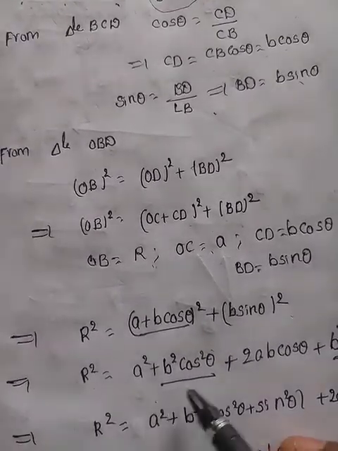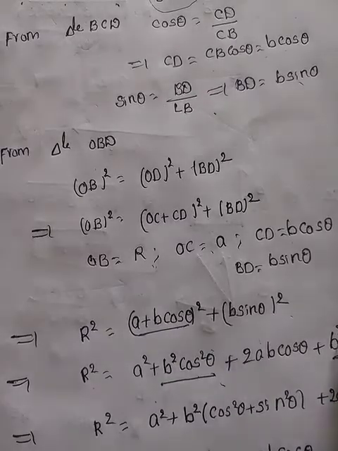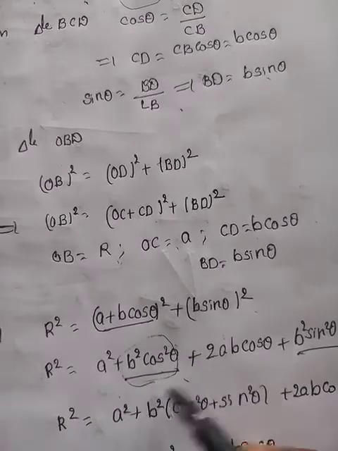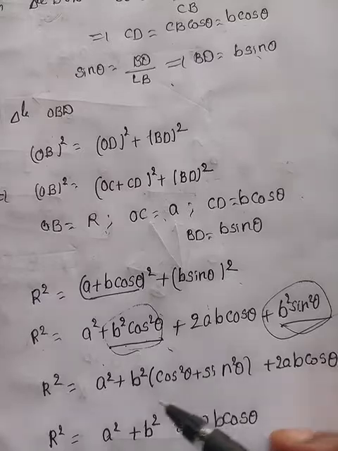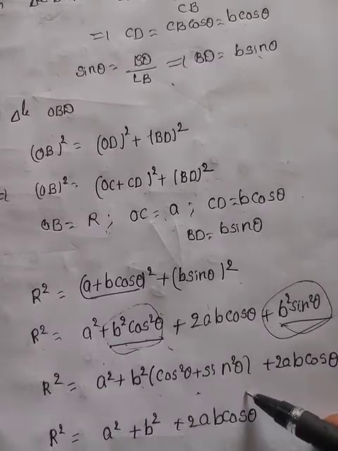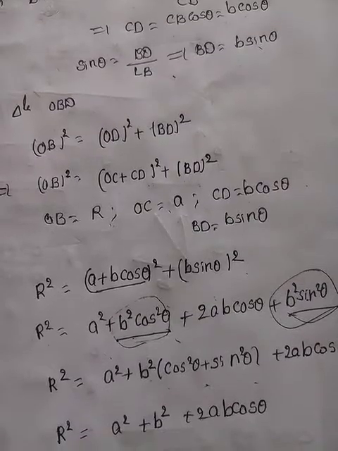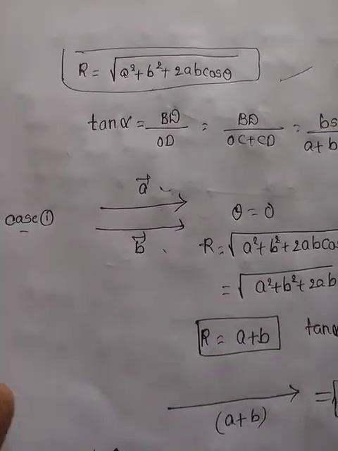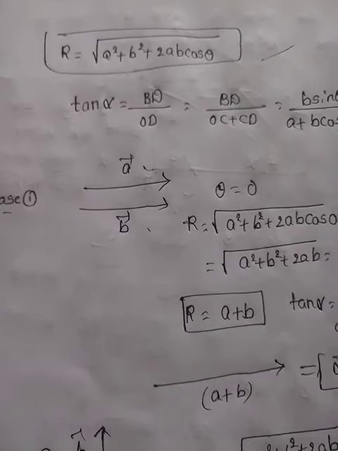So, we can write A square plus B square cos square theta plus 2AB cos theta plus B square sin square theta. Have you seen here B square cos square theta and B square sin square theta? What is common? B square. If you take it common, cos square theta plus sin square theta is nothing but 1. So, R square is equal to what? A square plus B square plus 2AB cos theta. Here R is equal to root of A square plus B square plus 2AB cos theta.